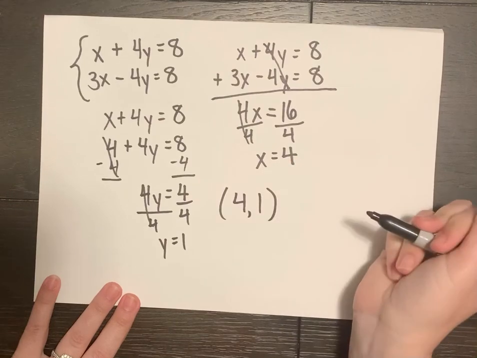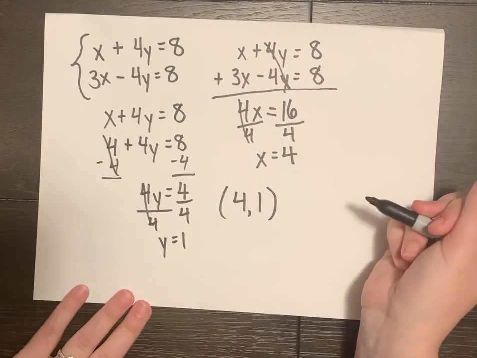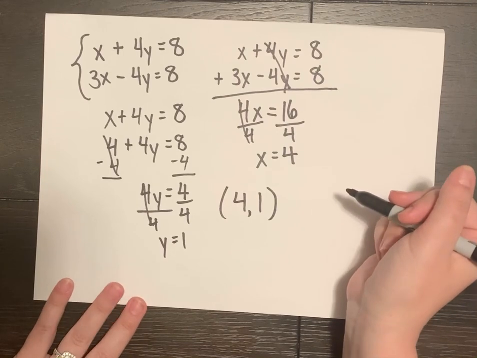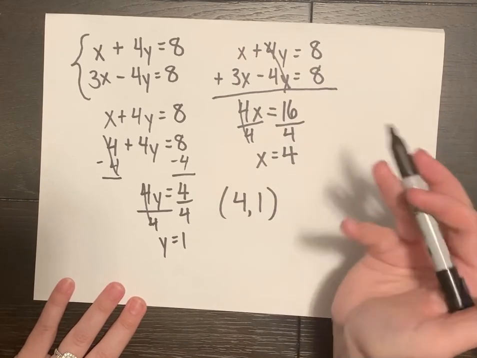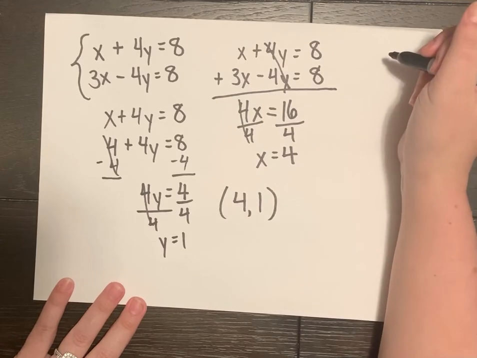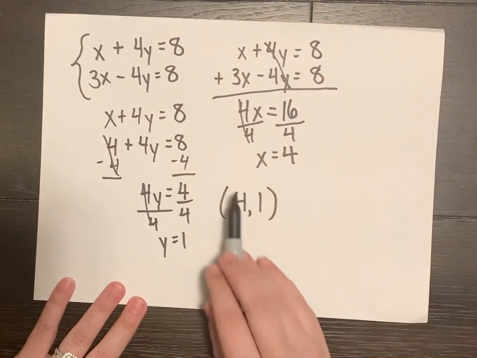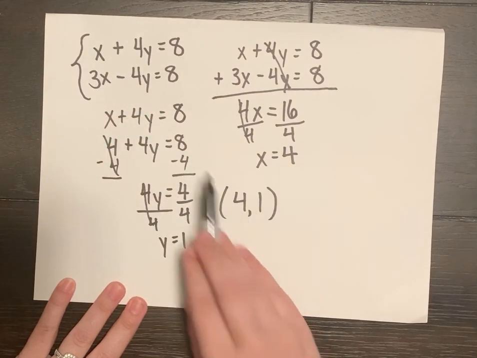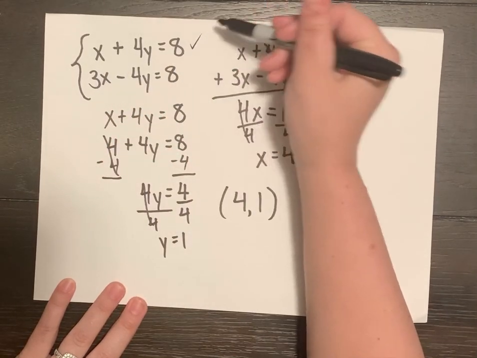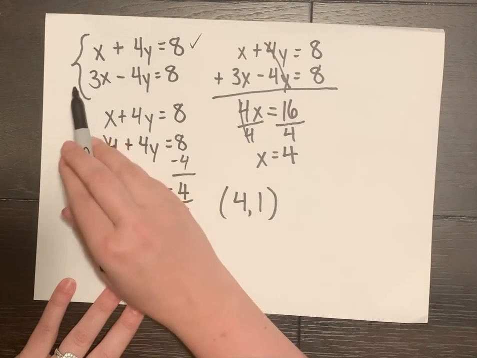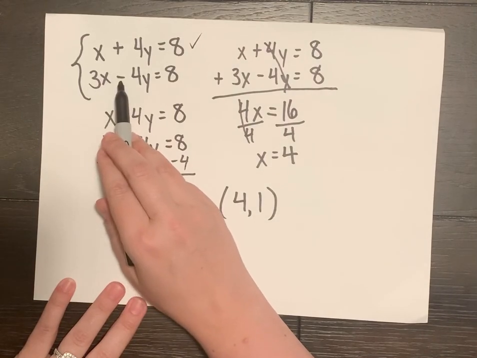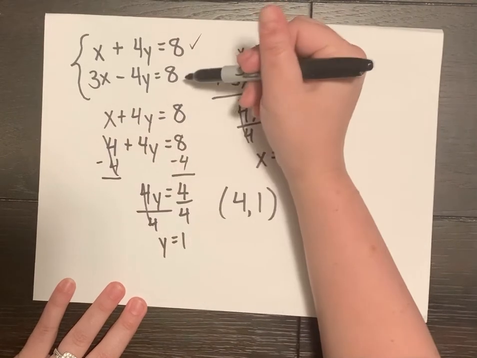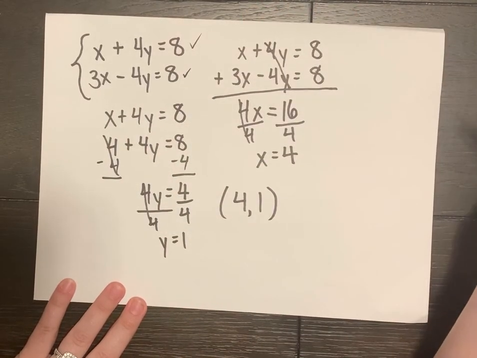You can graph the equations to check your solution, make sure they intersect, or you can always plug them back in. You could go back in and say x plus 4y equals 8. You could say 4 plus 4 times 1 equals 8. You could say 4 times 3, that's 12, minus 4 times 1 gives you 8. So those would both work.